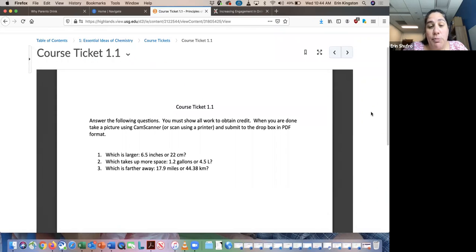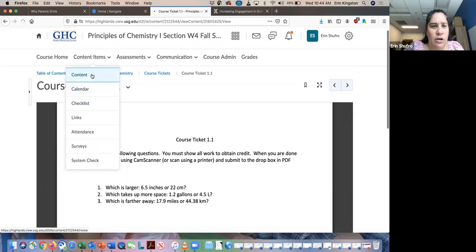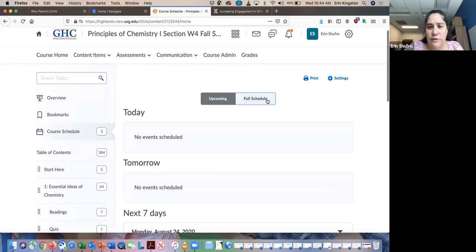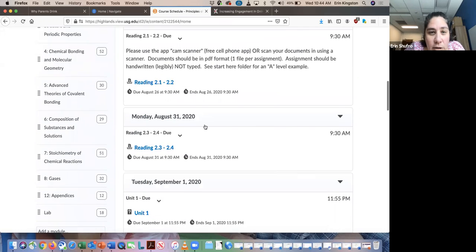Now, you don't have to print anything out, okay? You can just write on a piece of notebook paper, right, your answers to the questions, and then use your CAM scanner app. So you don't have to waste your student money on your card for printing, okay? You don't have to print anything out. Handwrite it on a piece of paper, use your CAM scanner, snap a picture, and then again, to submit it, right, you're gonna go to content, course schedule, full schedule. And then if you click, where'd it go?